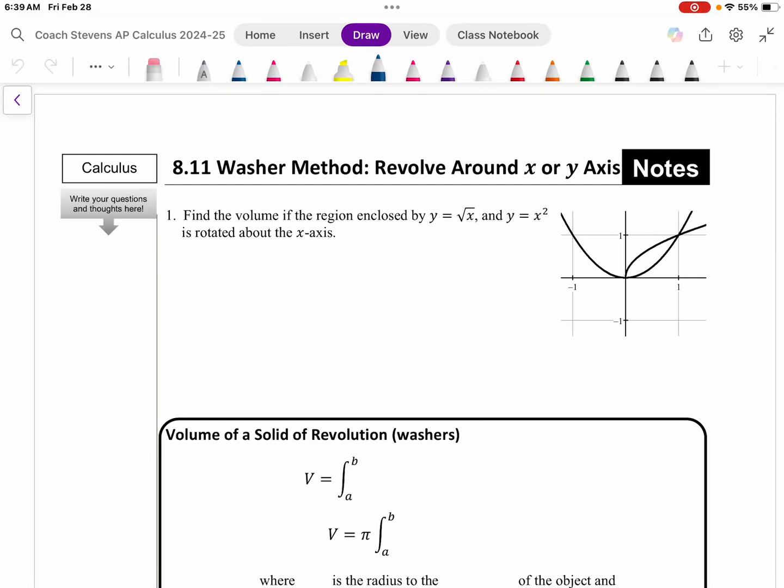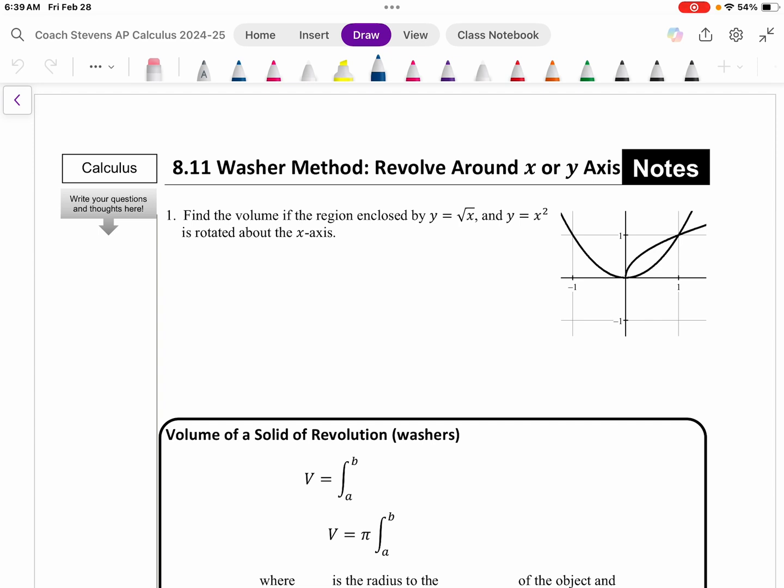All right, so in today's lesson, section 8.11, we're doing the washer method. We've been working for the past couple days finding the volume of a solid revolved around an axis, whether it was the x or y or some other horizontal or vertical line. Today we're going to be doing the washer method, which, again, the process is almost the same, but we just have to change how the formula is set up.